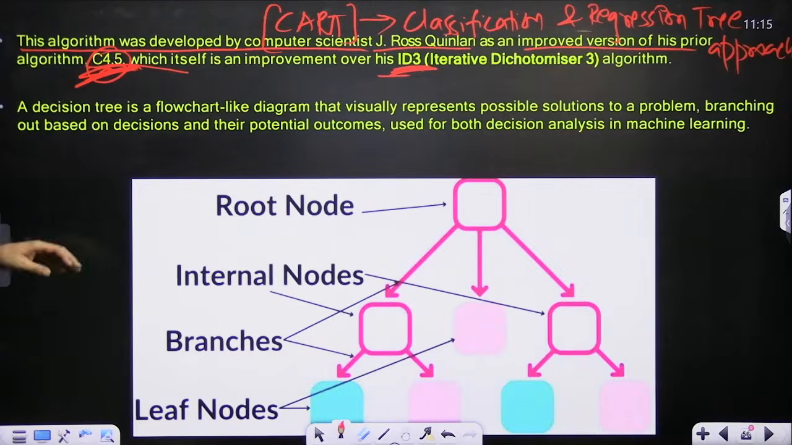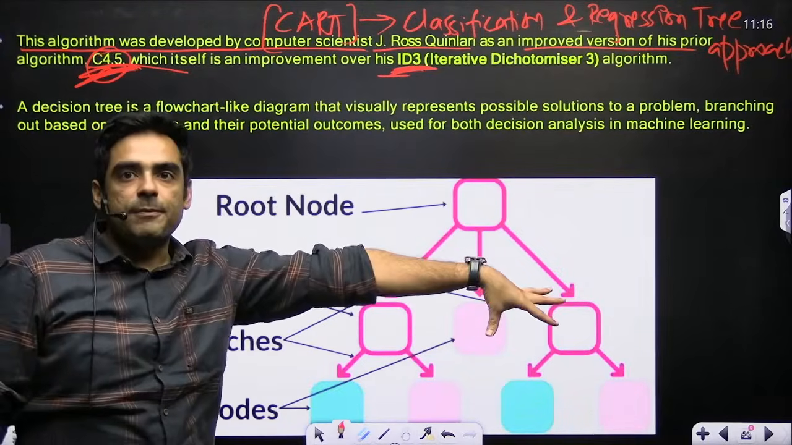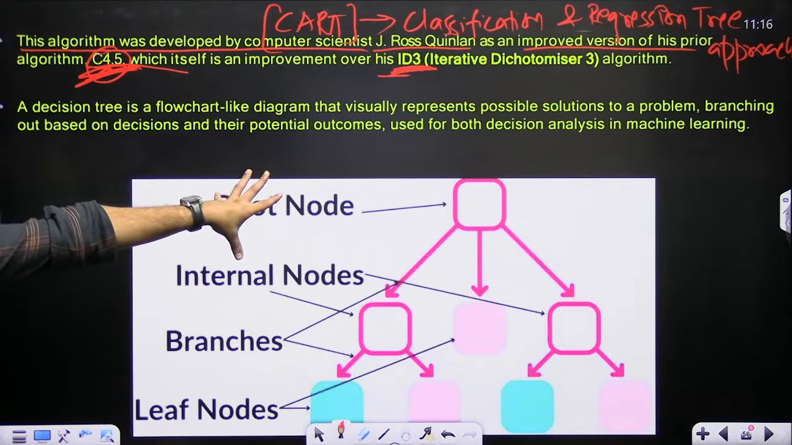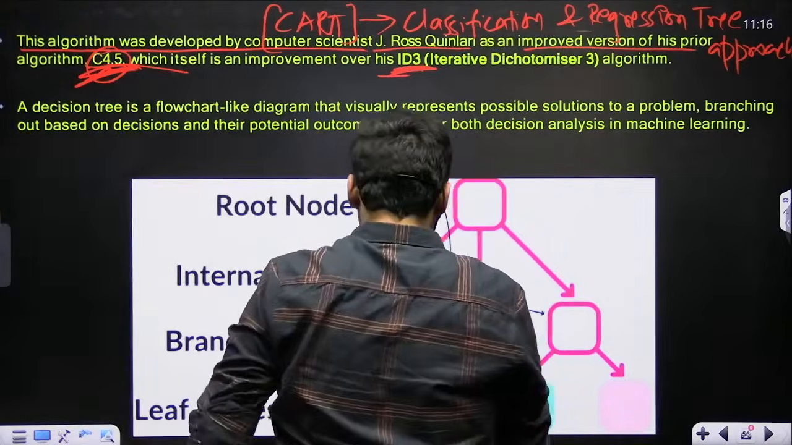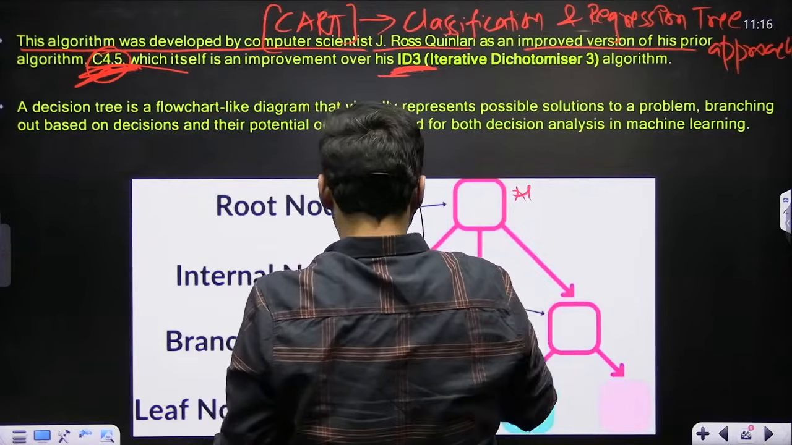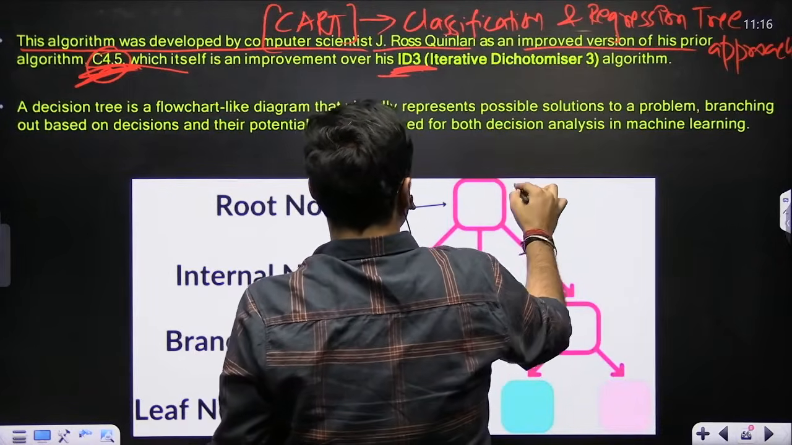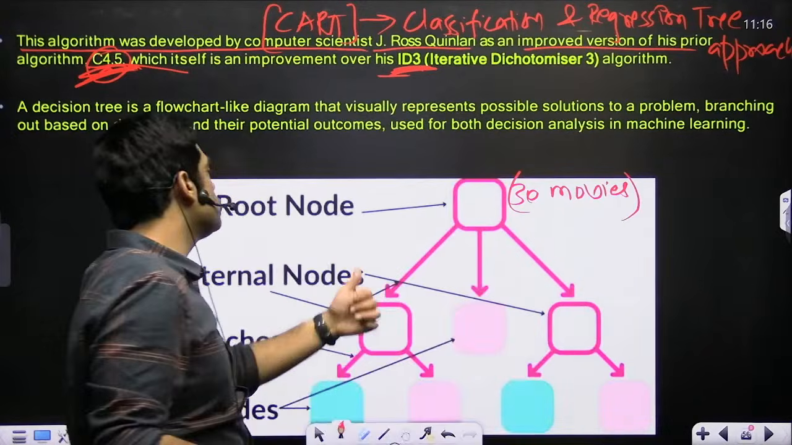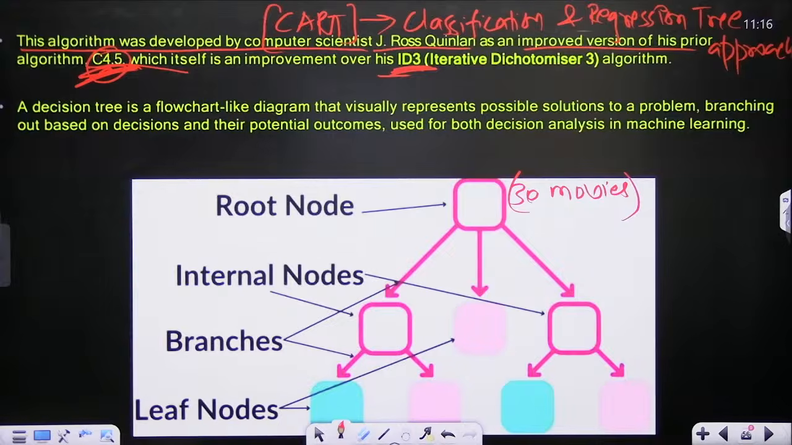Whenever you make a decision tree, the top node is where all the movies were accumulated. For example, all 30 movies were there, no? So the top node where we had 30 movies is known as the root node. Where all the movies were there, that node is known as the root node.